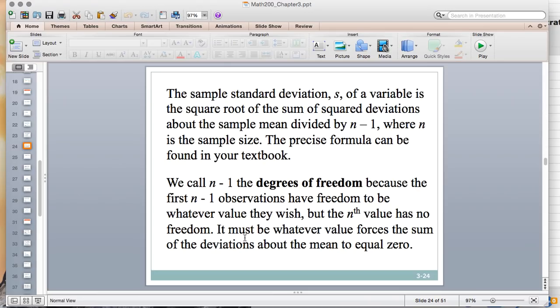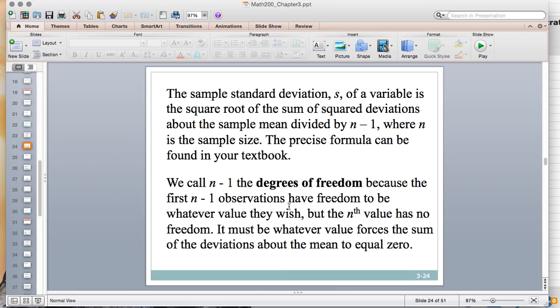If you think your way through it, the first n minus 1 observations have freedom to be whatever value they wish. But that last observation, the nth value, has no freedom. It's forced to be the value that makes the sum of the squared deviations around the mean equal to 0. And this sounds a little complicated, but I want you to think about it like this.